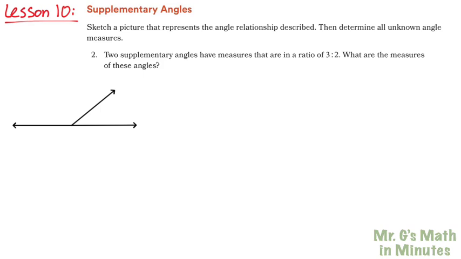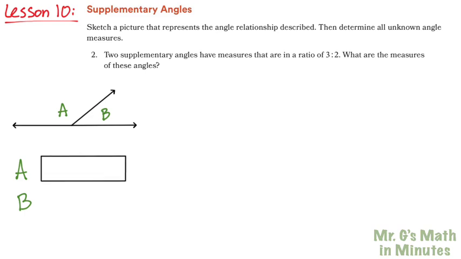So here are two supplementary angles. They tell us that they're in a ratio of 3 to 2. So ratios, that's some stuff that we talked about way back in 6th grade. But one thing that we talked about when we did ratios, I'm going to go ahead and name these angles real quick before I continue. I'll call this one angle A, and I'll call this one angle B. And one of the things that we used when we did ratios in 6th grade was we used a lot of tape diagrams.